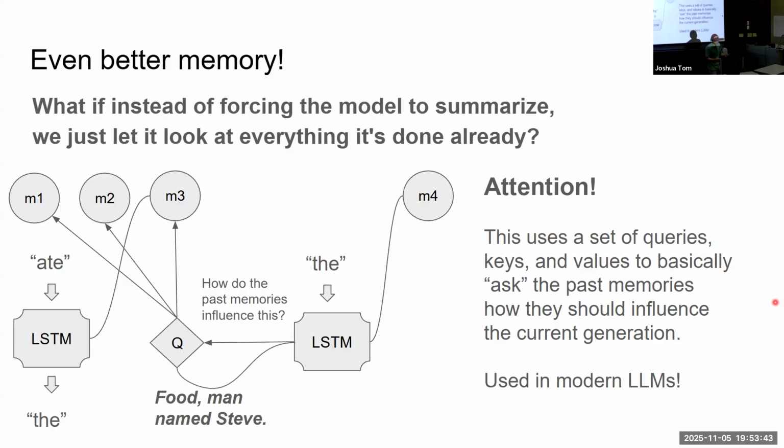So it could say, hey, that's related to food. It's a person named Steve. Okay, now I can contextually generate a specific answer like apple. Oh man, that's such a weird representation of attention, but that is what's happening: we are allowing a model to kind of pay attention to what's happened before.